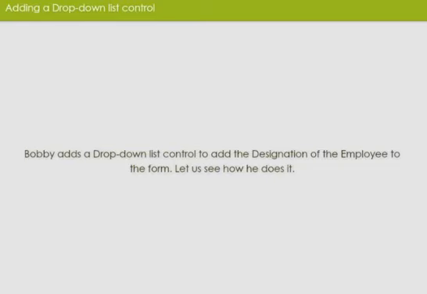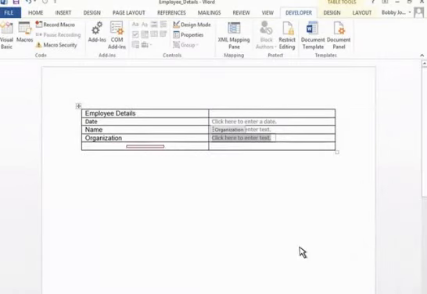Bobby adds a drop-down list control to add the designation of the employee to the form. Let us see how he does it. Enter text as designation in the fifth left column. Now, click in the corresponding right column and then click on the drop-down list content control icon from the controls group. To set the priorities for the drop-down list content control, follow the steps.